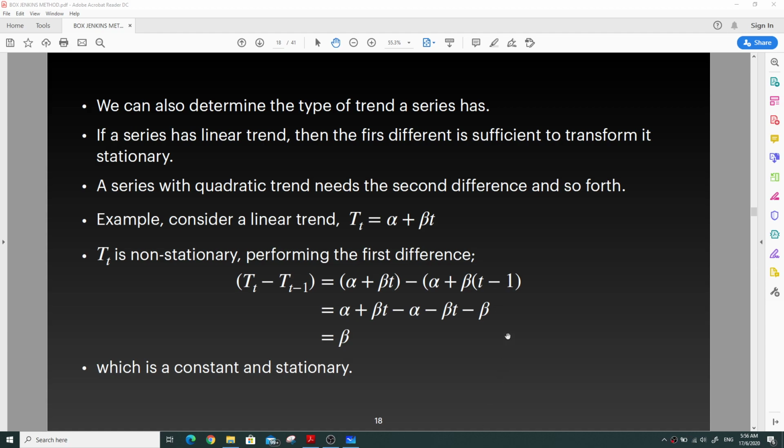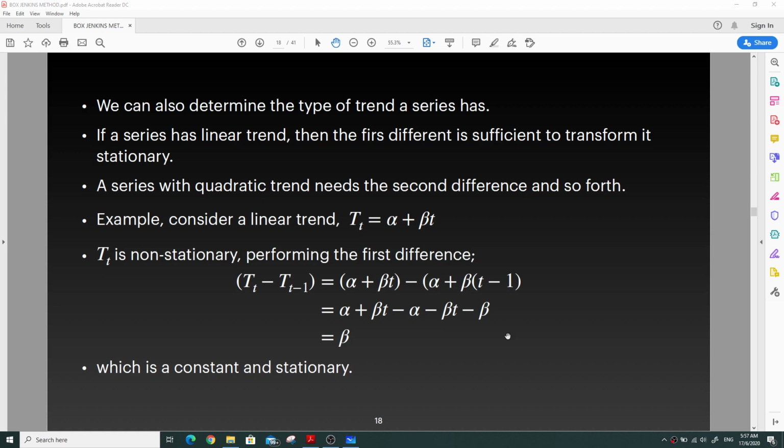Okay, so based on the differencing technique, if we have a trend series, we can also determine whether our trend series is a linear trend or a quadratic trend. For this example, we will discuss, suppose that we have a linear trend. If we have a linear trend series, when we perform the first difference, it is sufficient to change it from a non-stationary to a stationary series.